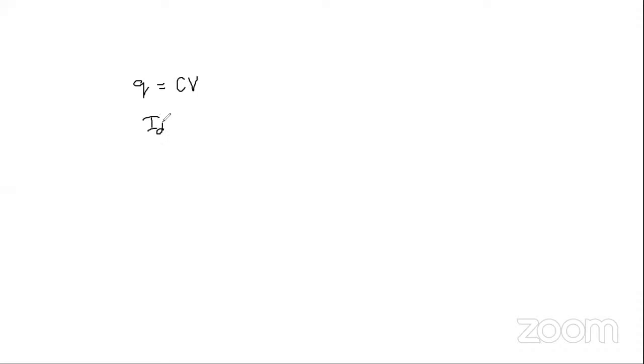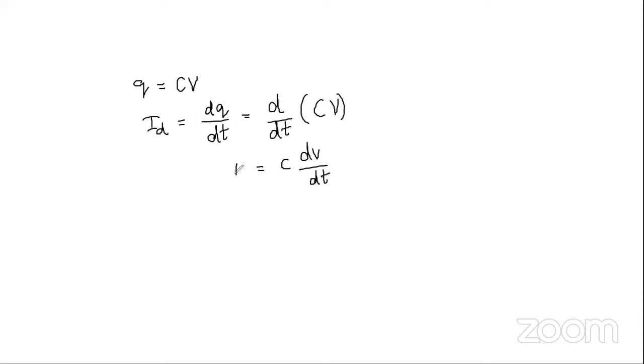And we know very well that ID equal to dq by dt. Just now we have discussed. So instead of Q, you are going to substitute C into V. Here the capacitor's value is constant. So C into dV by dt. That will be displacement current ID.